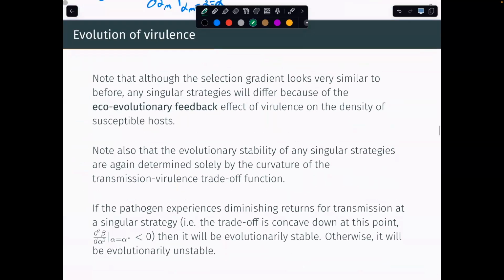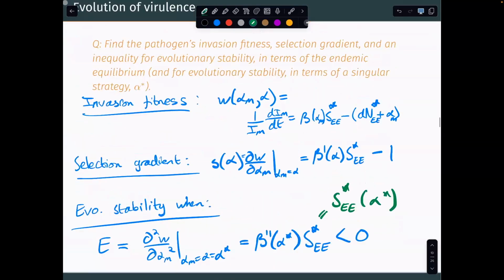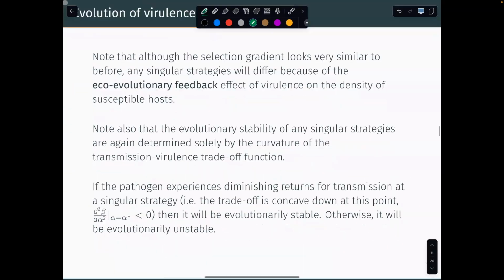So one thing to note is that the selection gradient here looks basically the same as what we had before. Remember, we had a selection gradient last lecture that looked like this. We had evolutionary stability that looked like this. There are key differences here, though, in terms of this S star, and that's because this S star is going to be changing now. It's not going to be the same as it was before because the underlying model has changed. Okay, so even though these equations look the same, we're not necessarily going to get the same outcomes. This links back to this idea of an eco-evolutionary feedback as well.